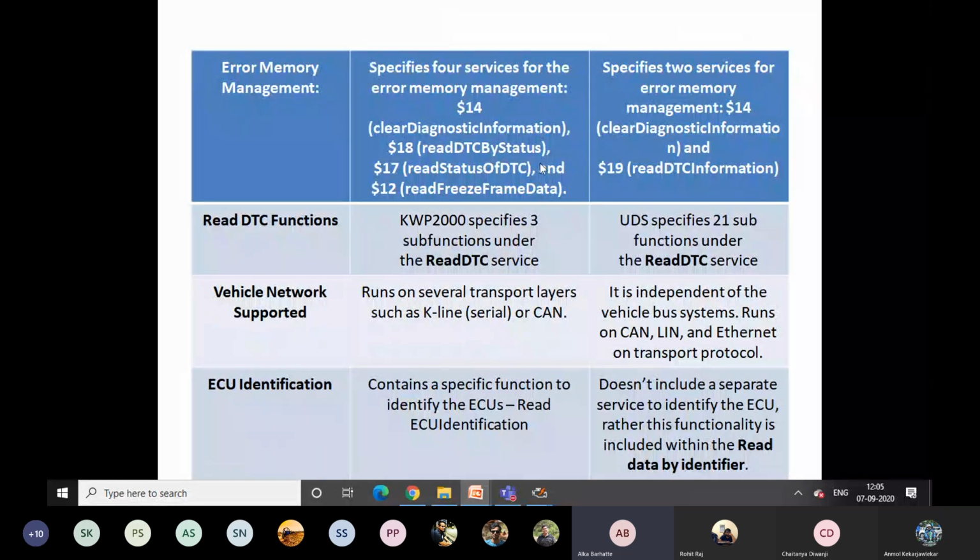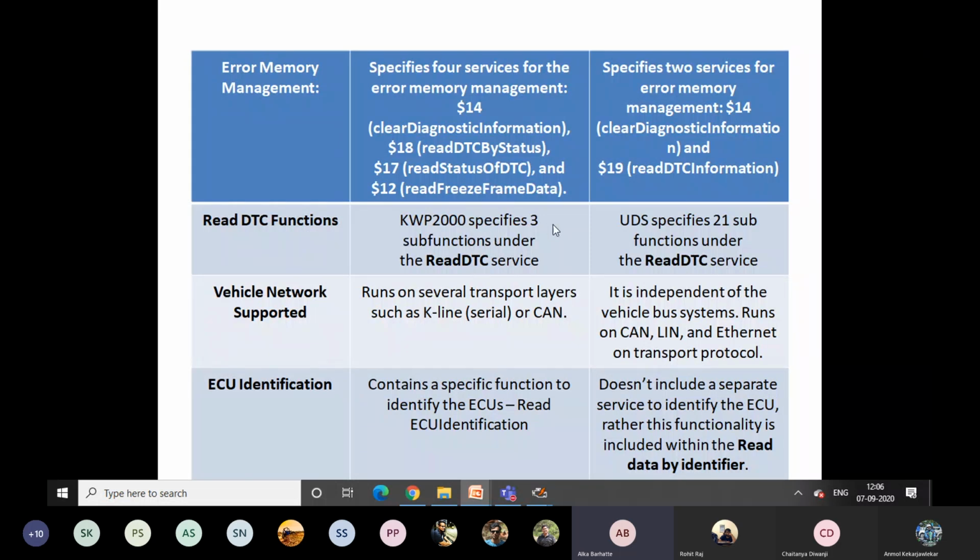Okay, so these are the 4 services which are supported by your KWP, and UDS specifies only 2 services, which is nothing but clear diagnostic information and read that information. As it is off mode, it can go for only reading the DTC information, and once it has been accessed, clear that information. Okay.